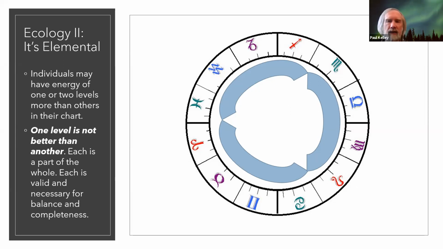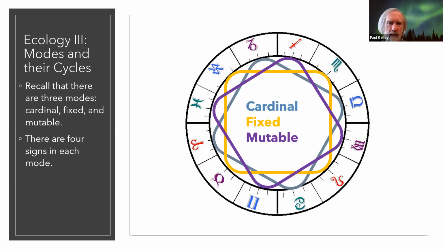Individuals may have a lot of energy concentrated in one area of the zodiac, or they may be spread around through others. Again, one level is not better than another. They're simply different areas of focus. One is personal, one's interpersonal, one's transpersonal. All of them are necessary.